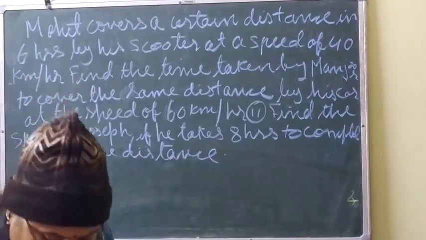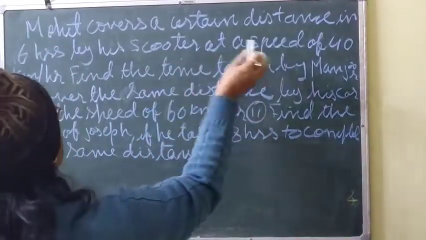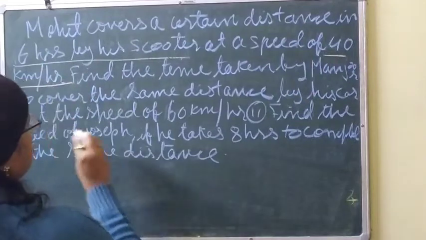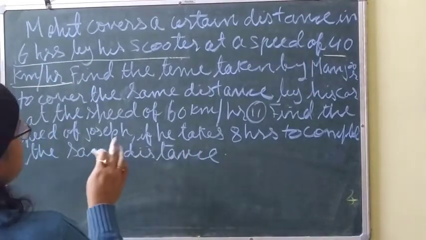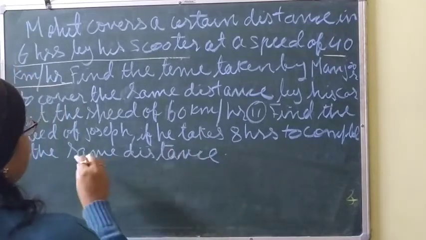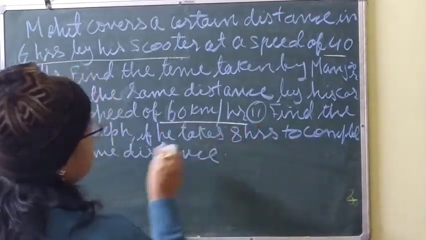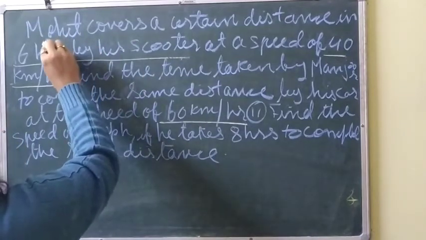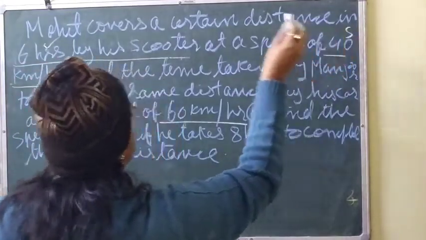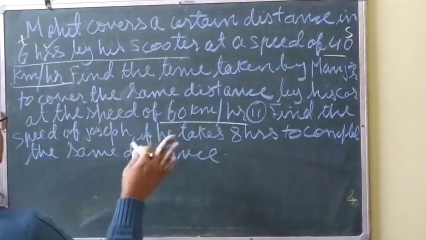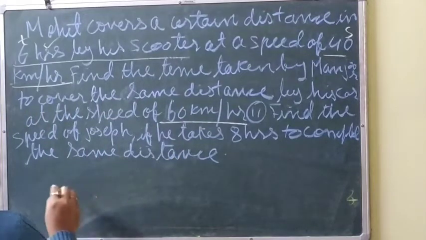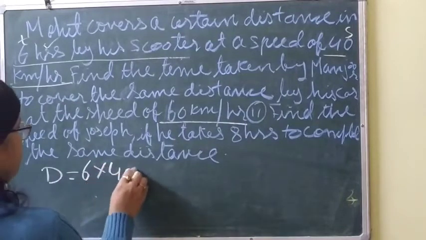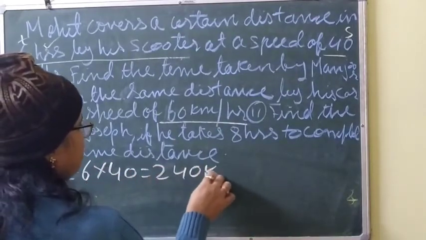Clear? So this is the question. So Mohit covers a certain distance in what? 6 hours by his scooter at a speed of 40 km per hour. Find the time taken by Manzoor to cover the same distance by his car at the speed of what? 60 km per hour. So here speed is given, time is given, unit is same. Means what we have to find out? We have to find out the distance. So distance will be equal to what? 6 into 40. That is 240 km.